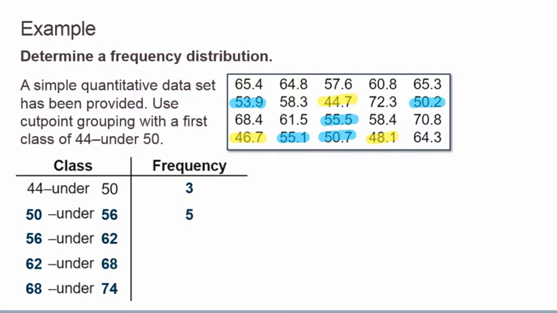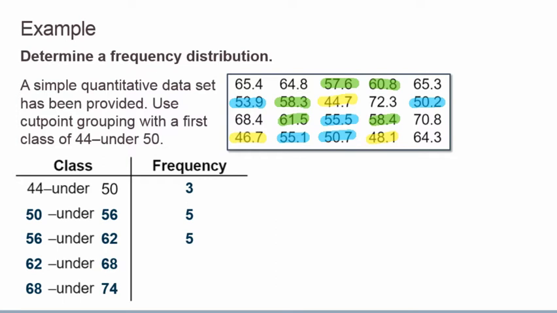My next class is 56 to under 62, so I can count 58.3, 61.5, 57.6, 58.4, and 60.8. That's 5 data points, so I have a frequency of 5.